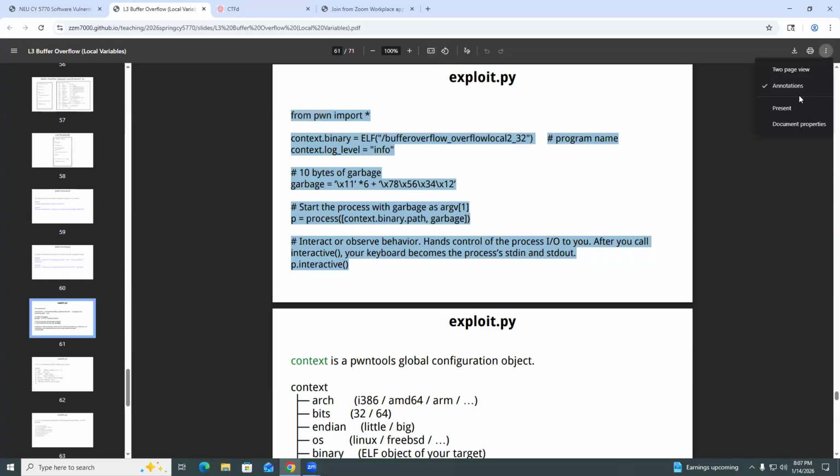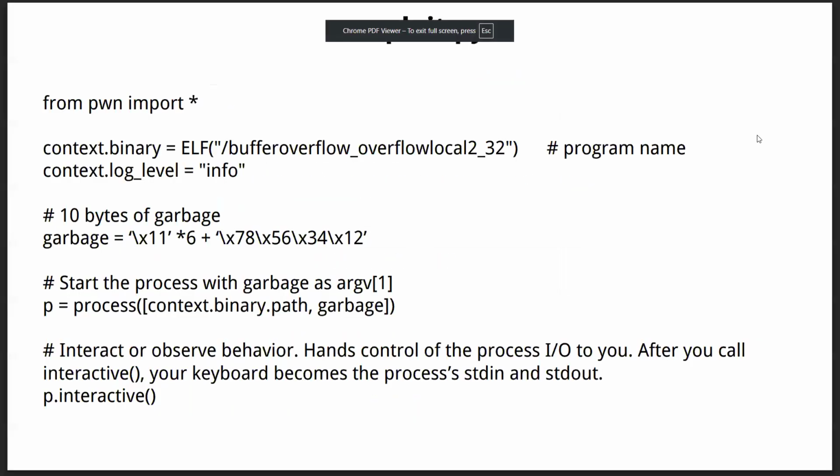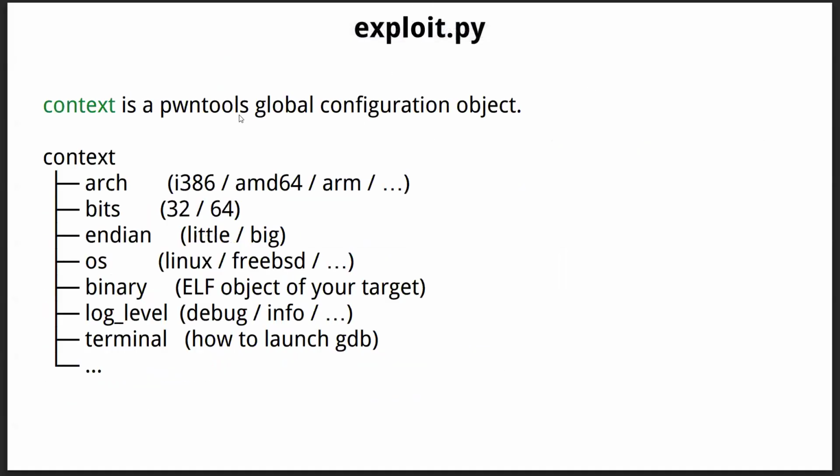Okay, so that is basically the challenge. Oh, a little bit more information. So context is the global configuration object. That's why you set a binary there. You can set architecture. You can set many other things, but the default one will be okay. So technically, binary here.